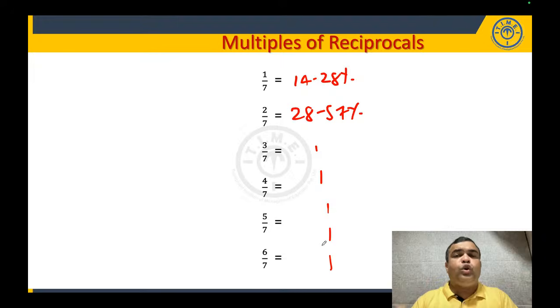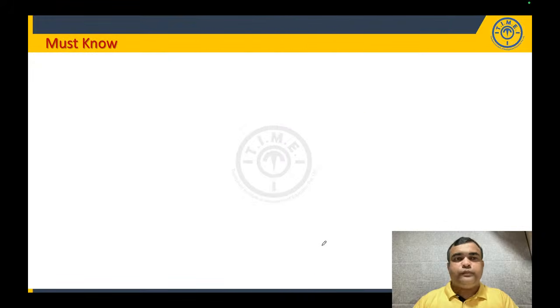I should know these values both ways. If I say 2 by 7, you should tell me 28.57%. If I ask you 28.57%, you should tell me it's 2 by 7. Both ways I need these values. Fine? Fine.